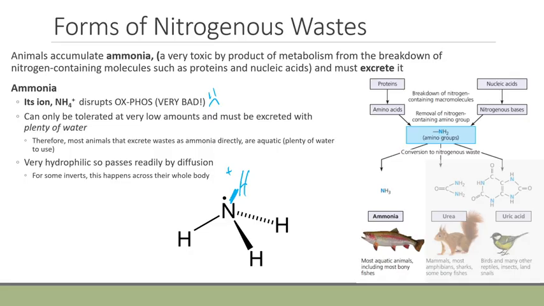Basically, what I'm saying here is you need to be an aquatic animal to get rid of ammonia, because you need to just be surrounded by a lot of water. You don't have the luxury of being able to consume extra water to help dilute it. You just need that water already there. The nice thing about ammonia is it is pretty hydrophilic, so it does just readily diffuse out of the body. So some inverts, instead of having to have really complex tubule systems, can actually just let ammonia diffuse right across their entire body. No problemo.